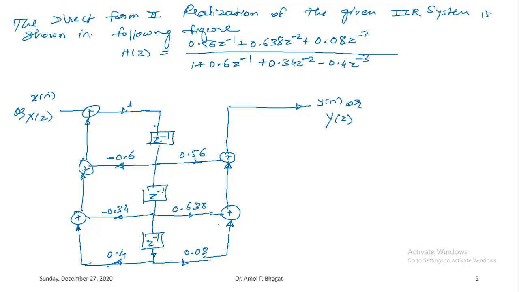So this figure indicates the direct form 2 realization of the given IIR system. Here you can indicate this output as well, simply y of n or Y of z, or you can indicate it likewise.